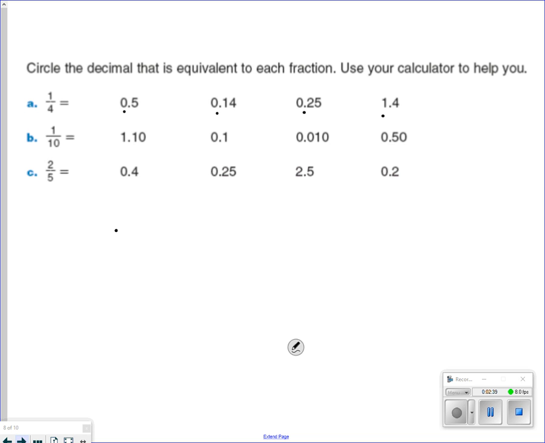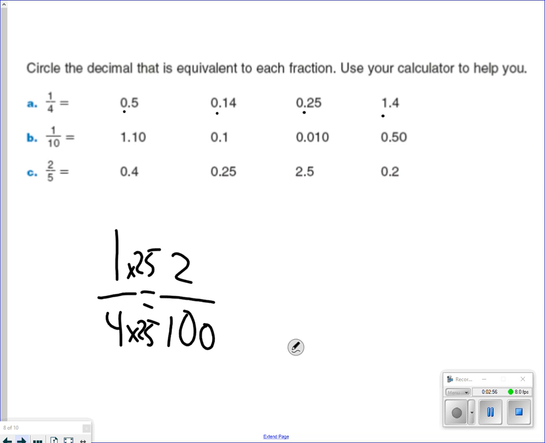Well, if I'm going to take 1/4 and convert it into a decimal, first of all, I have to put this into a fraction with 100 or 10. I'm going to change it into 100. 4 times 25 is 100, so 1 times 25 is 25 over 100, which would be 25 hundredths. So I know 0.5 isn't right. I know 0.14 is incorrect. There it is right there. 25 hundredths is correct, and 1.4 would be 1 4/10, so we know that's wrong. Let's try the next one.